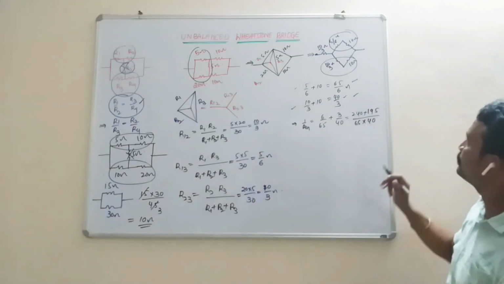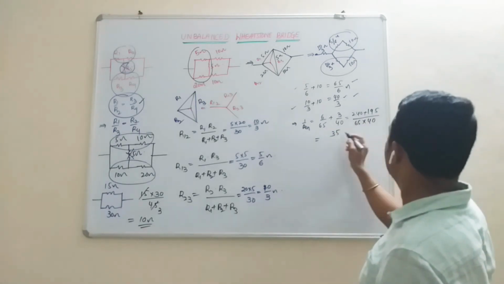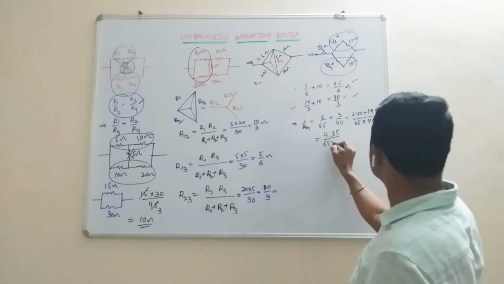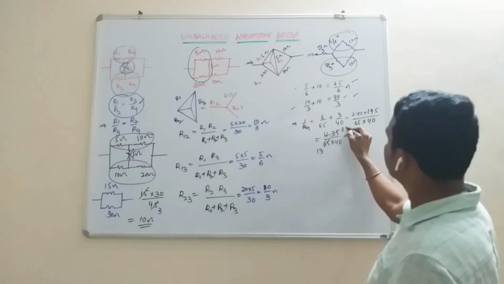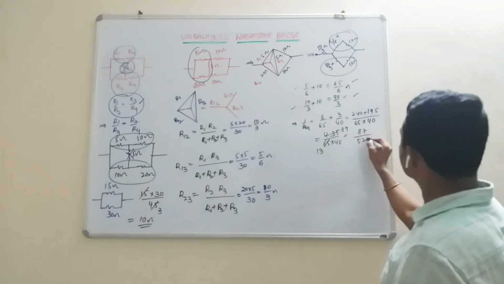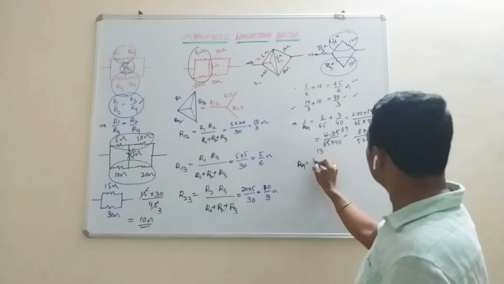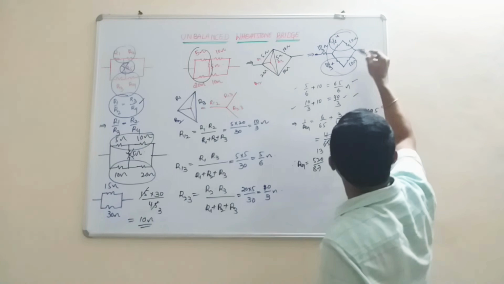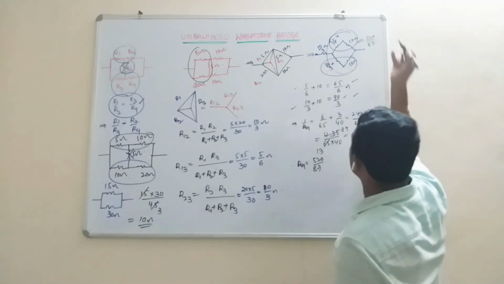Now this 240 plus 195 is like here, that is 435 by 65 into 40. So this is 87 by 520. This is 1 by R equivalent. Therefore, R equivalent of this equals 520 by 87. So the equivalent of all this combination is 520 by 87 ohm.